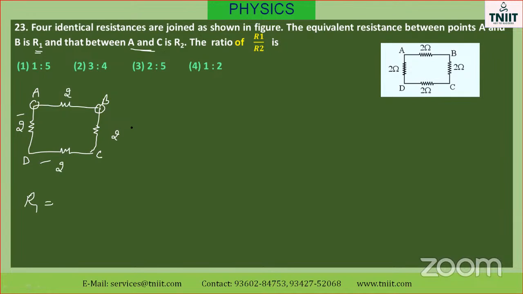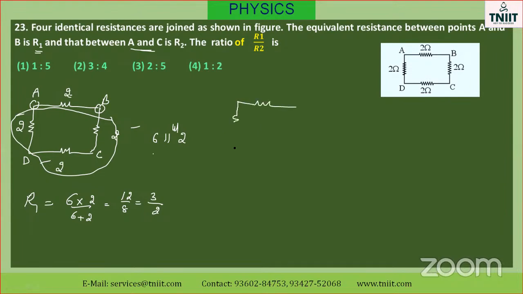Here these two are in series. So 2 plus 2 plus 2, 6. So all these 3 will be in series, so 6. 6 and 2 are in parallel, which means 6 into 2 divided by 6 plus 2. That is 12 by 8, that is 3 by 2. Then between A and C they are asking.